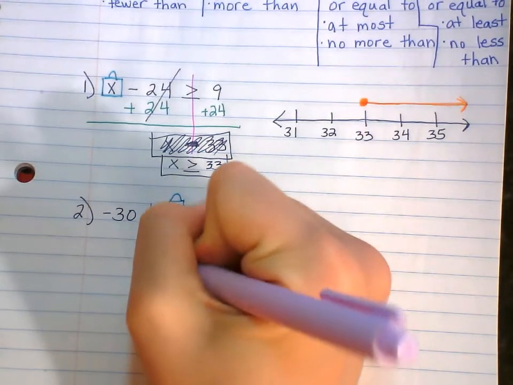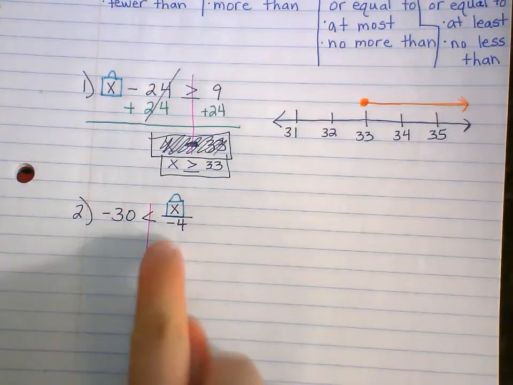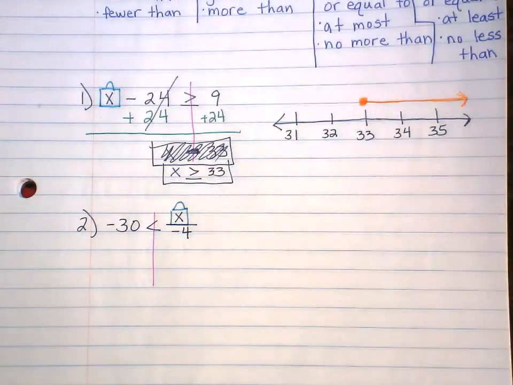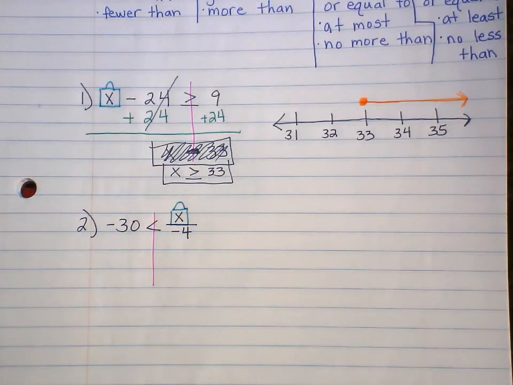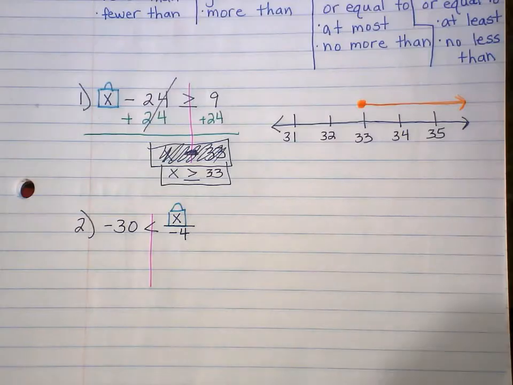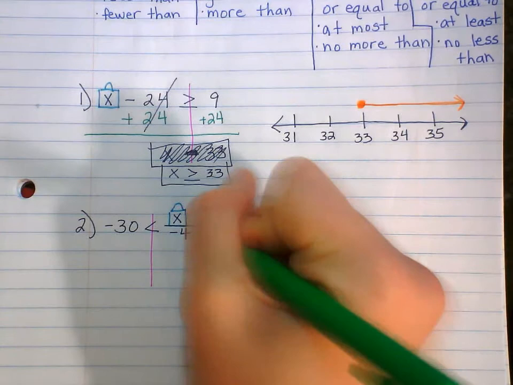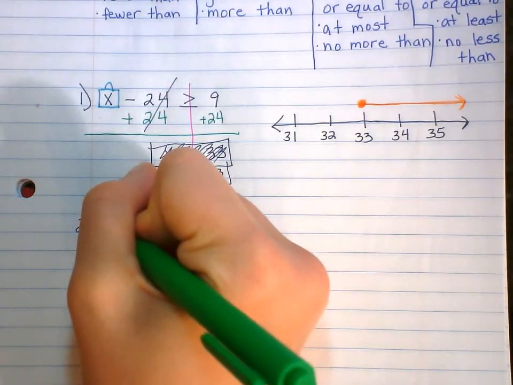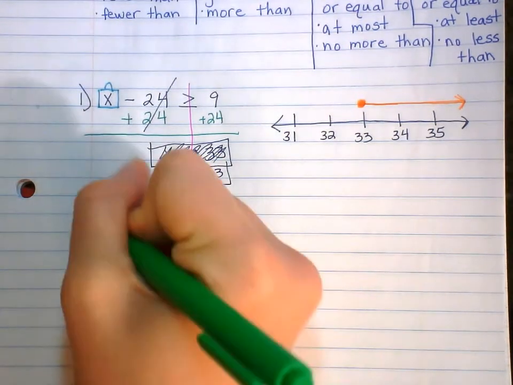Draw the line. Okay, so what are you going to do? How are you going to get this x by itself, this variable by itself? Well, remember, a fraction is division. It's being divided by negative 4. So how do you undo division of negative 4? You times by negative 4. Times both sides by negative 4.